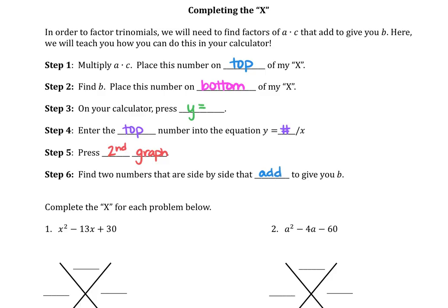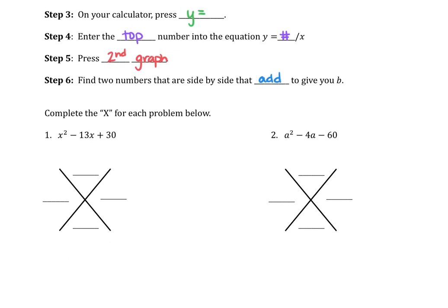All right, so I gave you all the steps. Now let's go through and actually put this to action on these two problems right here. So I'm going to start first by multiplying my a times my c. Now, my a, b, and c, if you remember, are numbers. So I'm underlining these values. A is equal to 1 because I don't see the coefficient. B is equal to negative 13, and C is equal to 30.